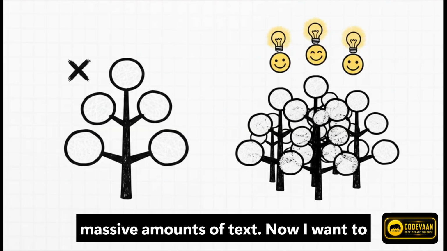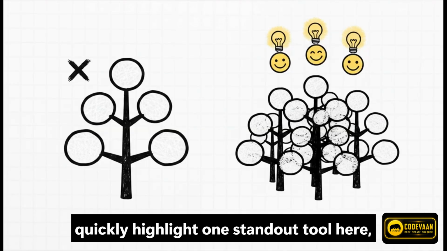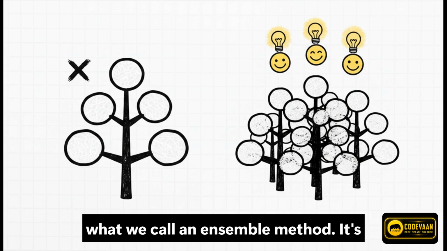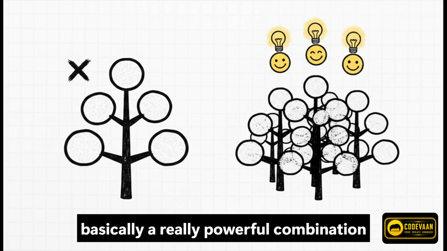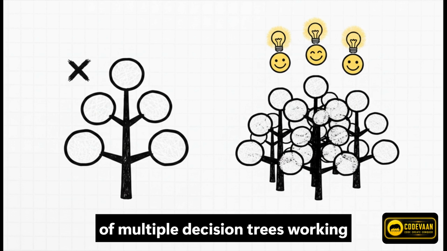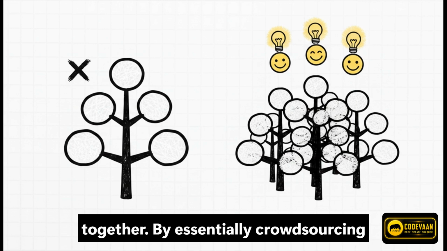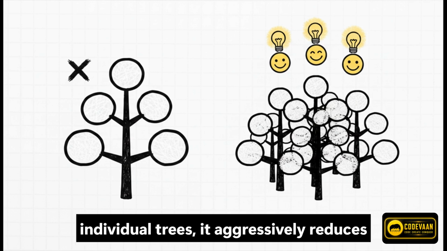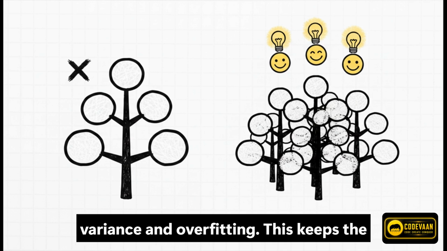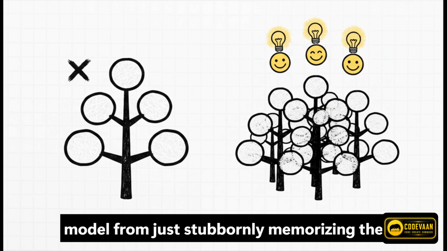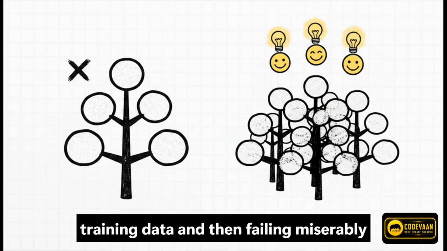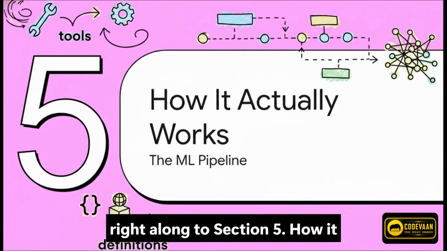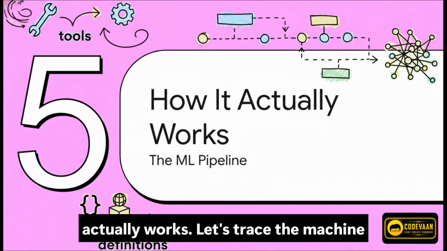Now, I want to quickly highlight one standout tool here, and that's the random forest. This is what we call an ensemble method. It's basically a really powerful combination of multiple decision trees working together. By essentially crowdsourcing the prediction from a whole forest of individual trees, it aggressively reduces variance and overfitting. This keeps the model from just stubbornly memorizing the training data and then failing miserably when it faces the real world.